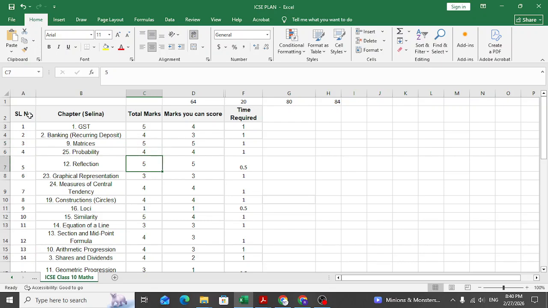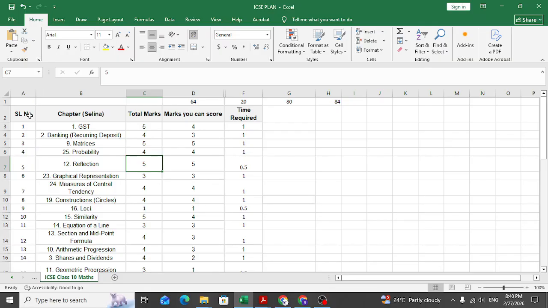Reflection, very easy. You have to learn when it is reflected on the y-axis, on the x-axis, through the origin. These things you have to check. Also, if they give x equal to 1, then draw a line on the x-axis at 1, then it is reflected through the y-axis. These things you have to go through. You can score 5 out of 5.